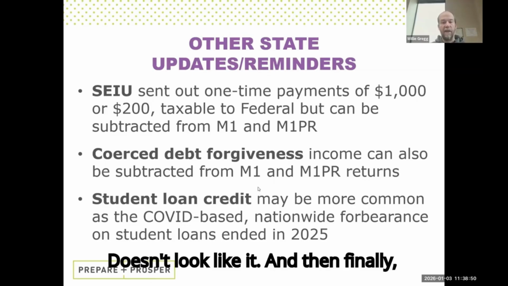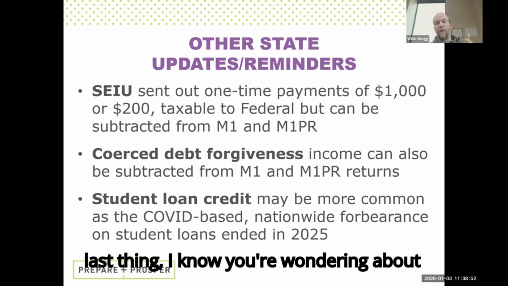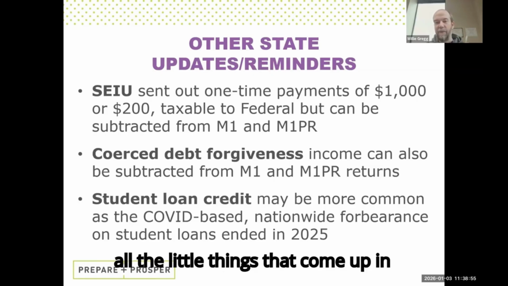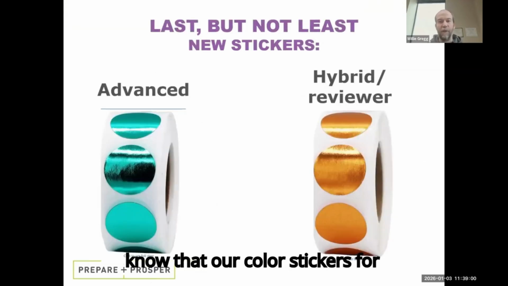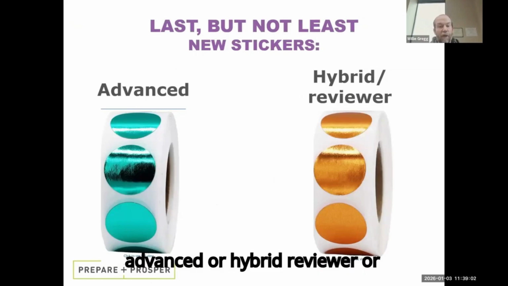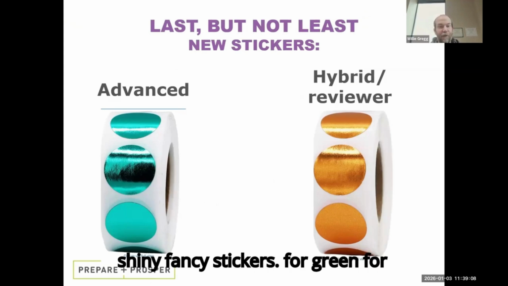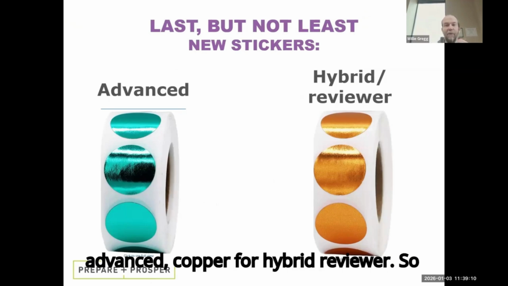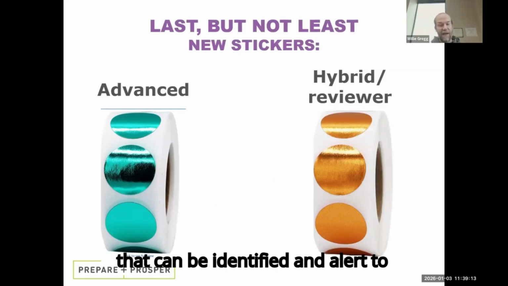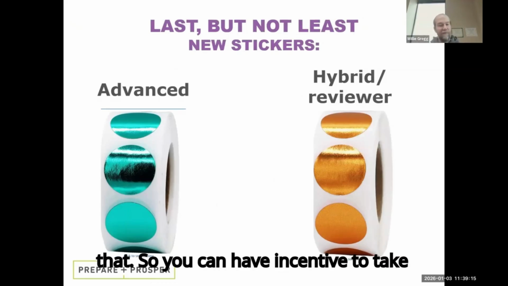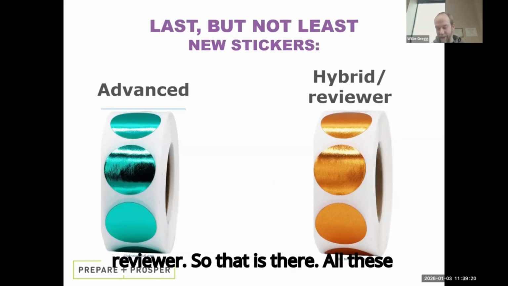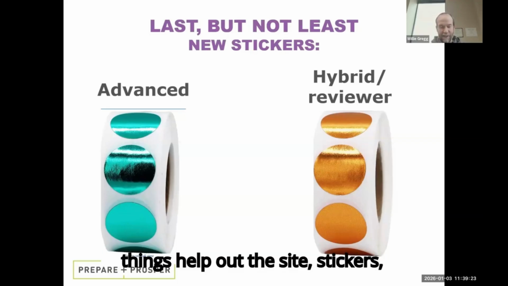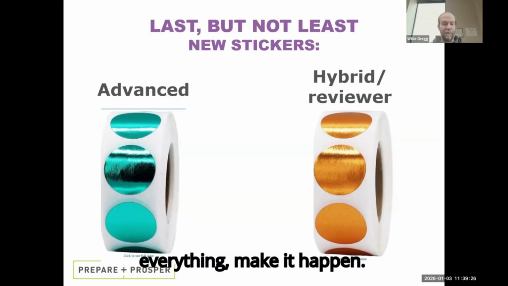Doesn't look like it. And then finally, last thing, I know you're wondering about all the little things that come up at Prepare and Prosper. We just want you to know that we have different shiny fancy color stickers for advanced, hybrid reviewer, or basic: green for advanced, copper for hybrid reviewer, so that you can be identified and alert to that. So you can have incentive to take your advanced test or to become a hybrid reviewer. All these things help out the site, stickers, everything, make it happen.